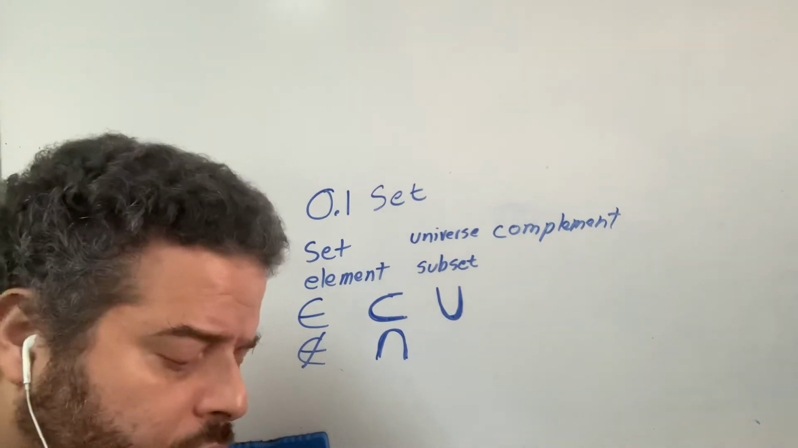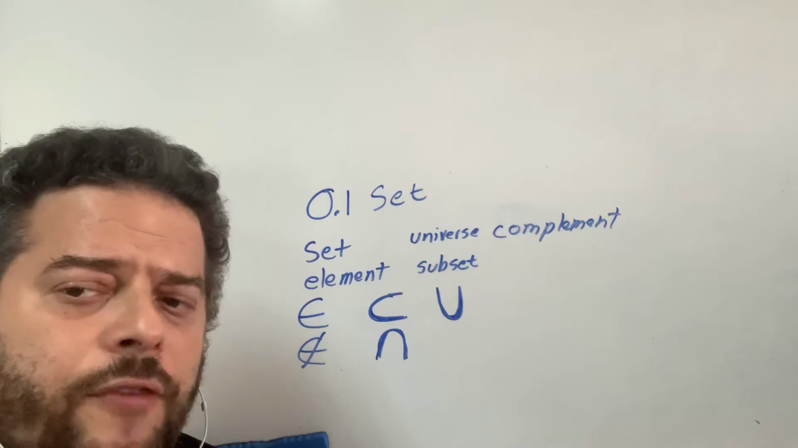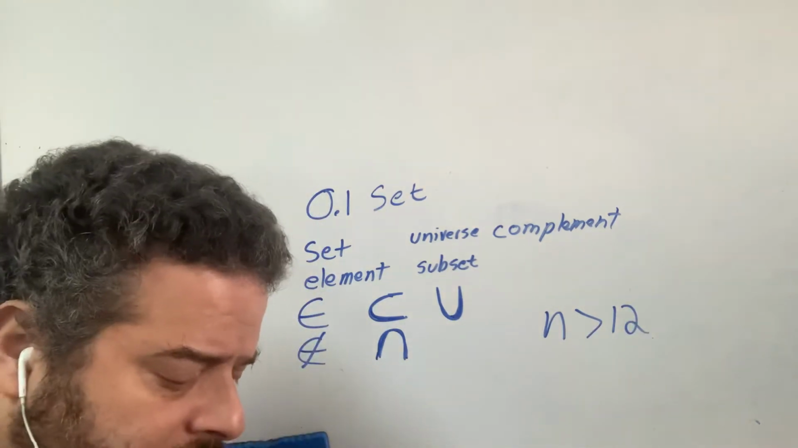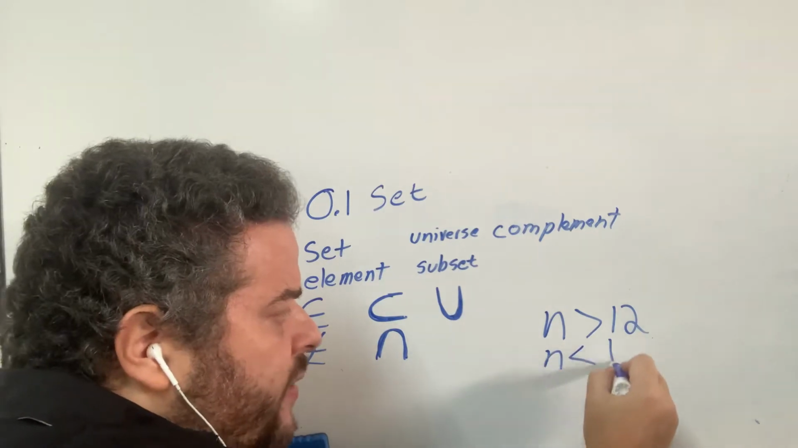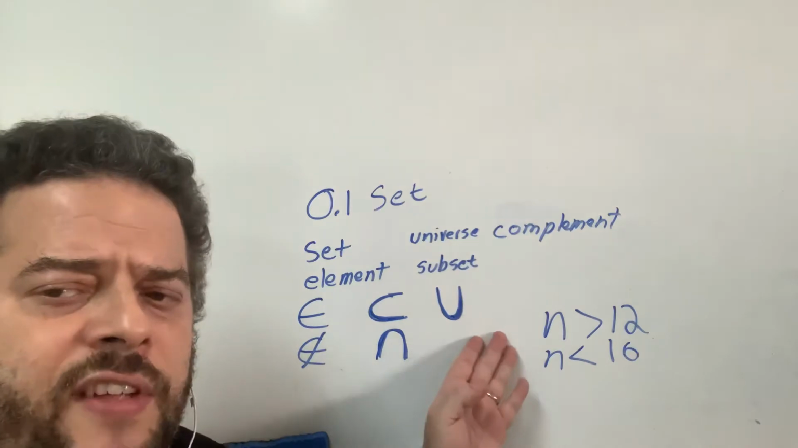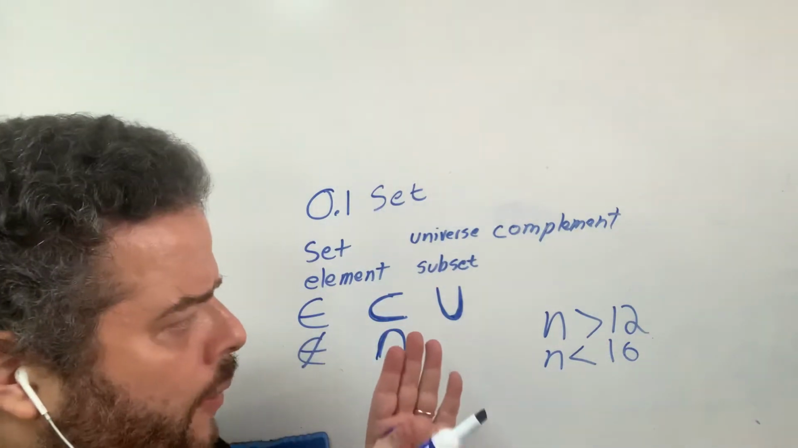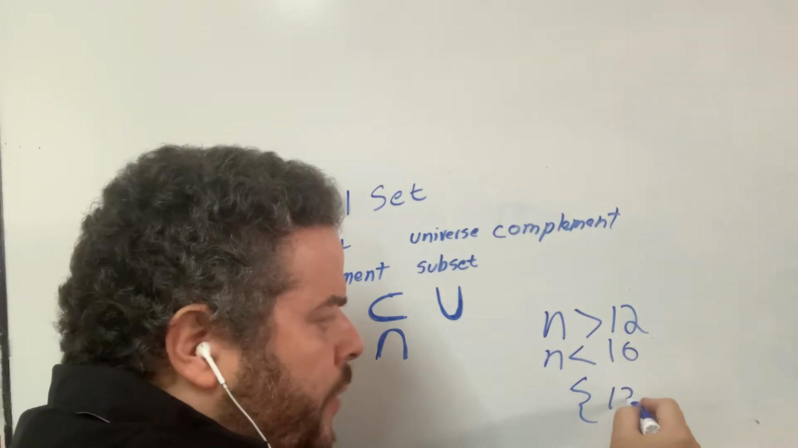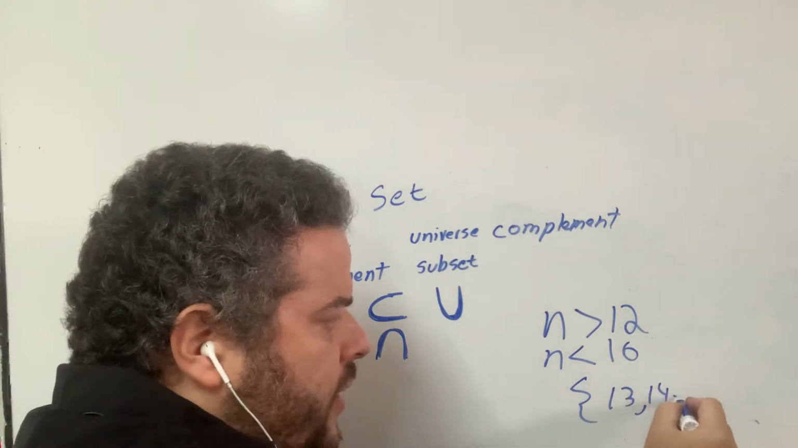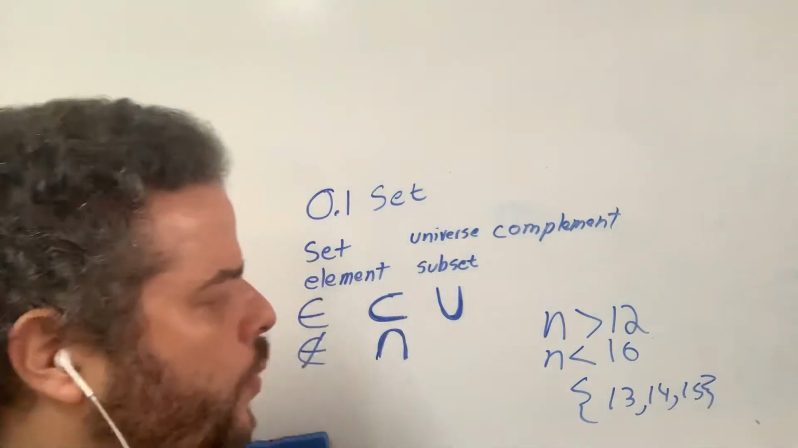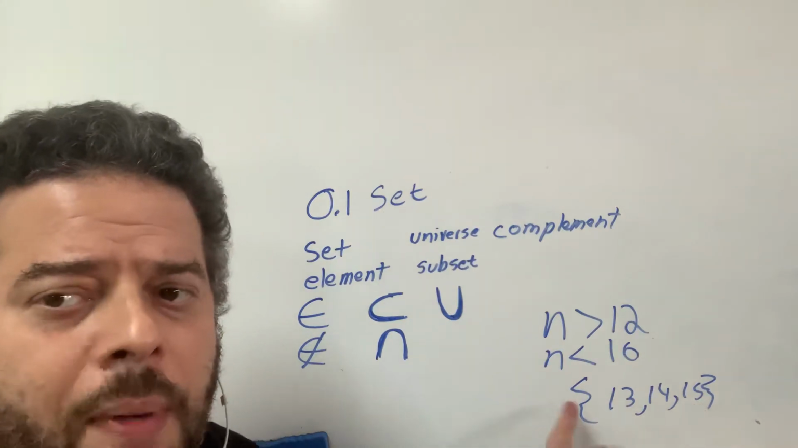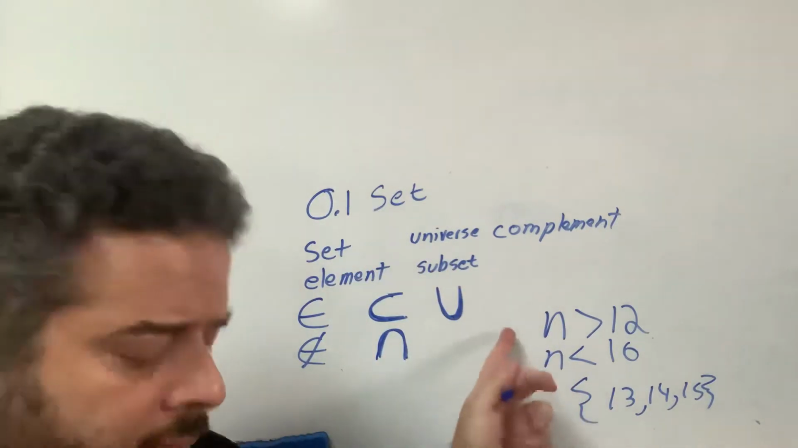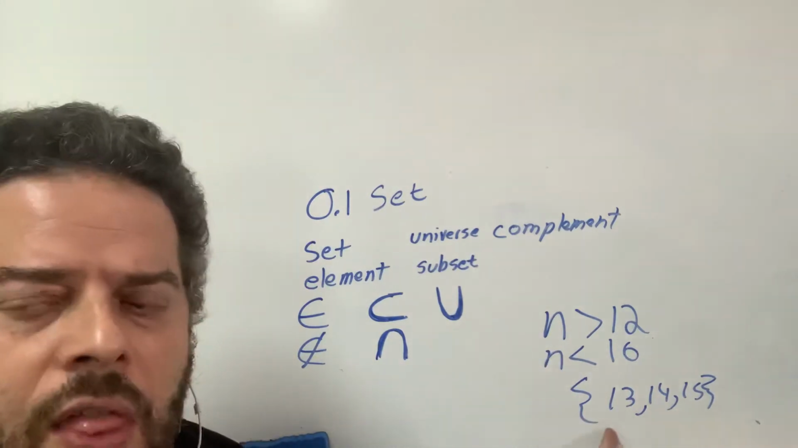For example, if we look at the first question, it says, N is the set of whole numbers greater than 12. So N is greater than 12, and at the same time, N is also less than 16. So this particular set is the whole numbers greater than 12 and less than 16. If we follow the rules, we know that the next whole number is 13, bigger than 12, 14, bigger than 12, and 15, bigger than 12. The sets are always closed by braces. The braces are the ones with curves, the brackets are the ones that are straight, and the numbers that make up this particular set are these three elements, 13, 14, and 15.